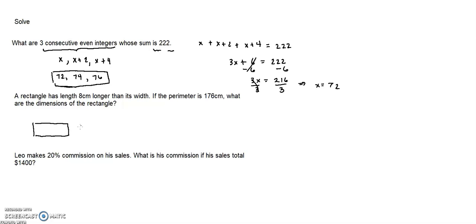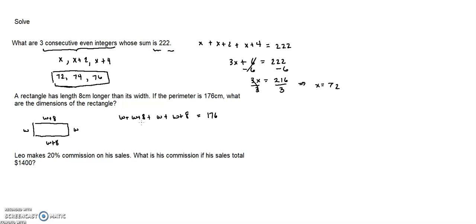Okay, we have the rectangle that we drew before. The length is 8 centimeters longer than the width. So remember we had W for the width and W plus 8 for the length. And that means we also had W over here because opposite sides are equal, and W plus 8 here. Okay, the perimeter is 176, and remember that the perimeter is the sum of all the sides.